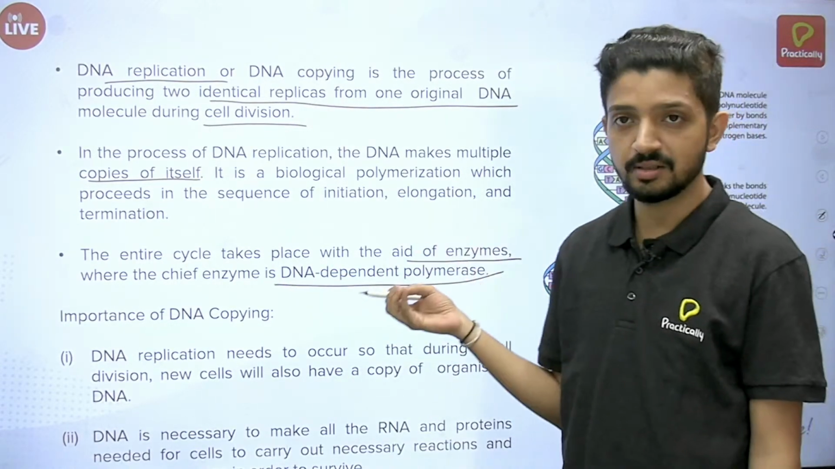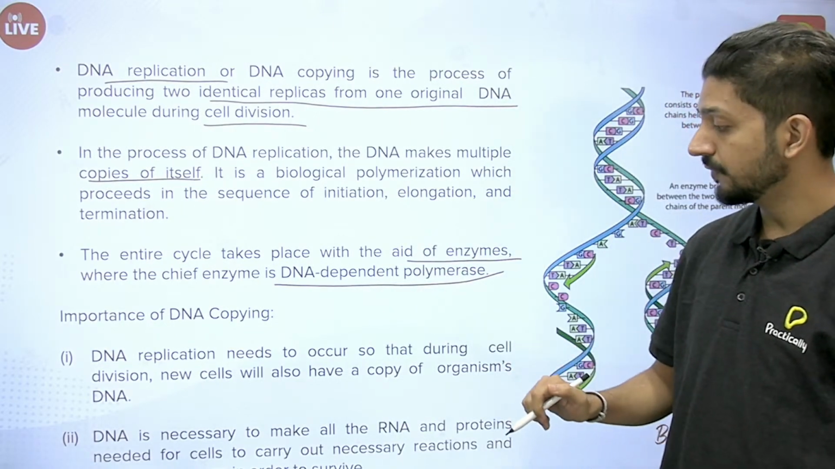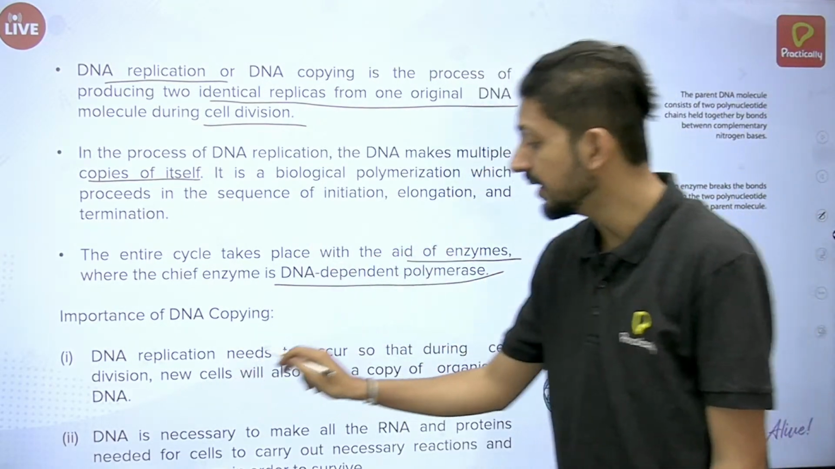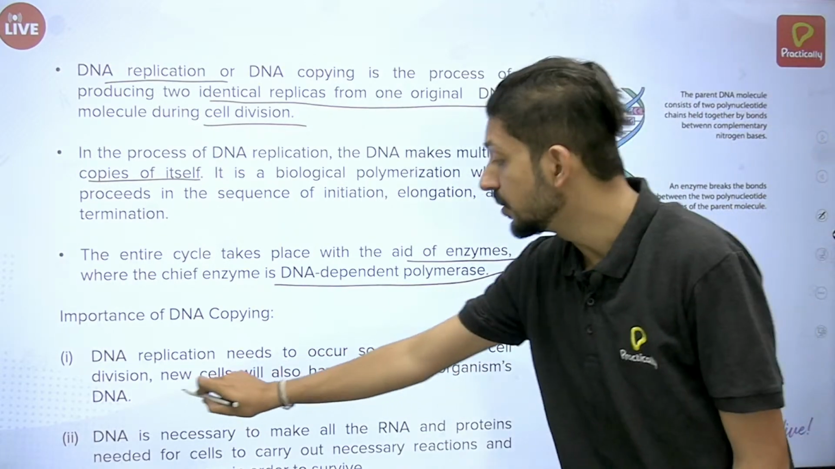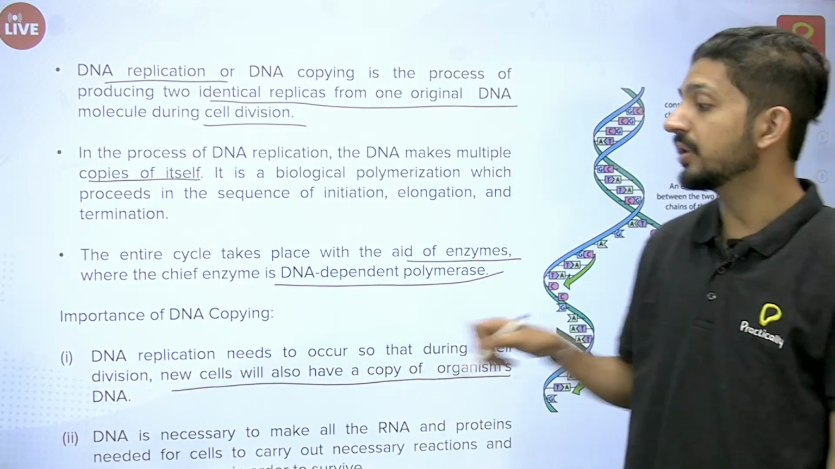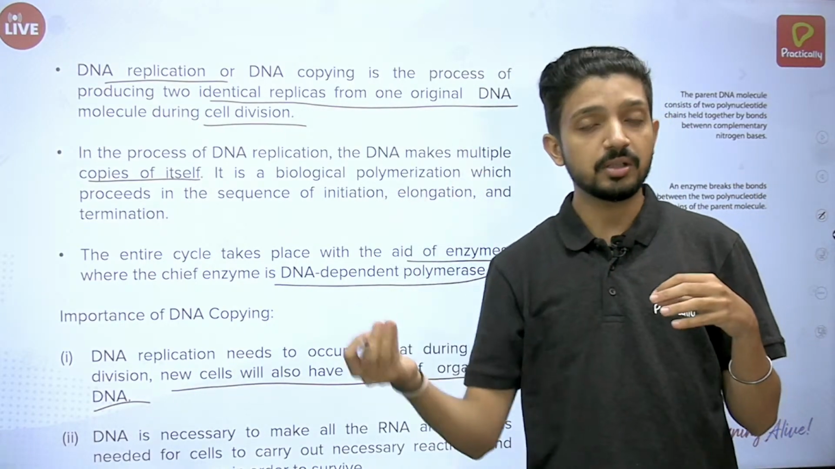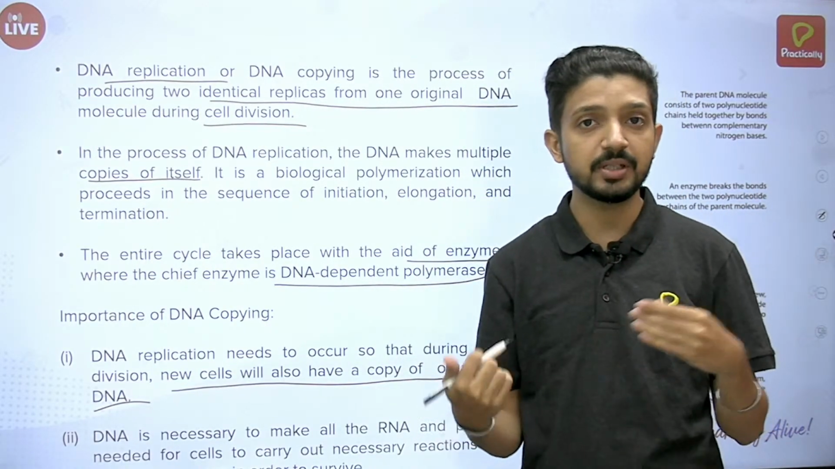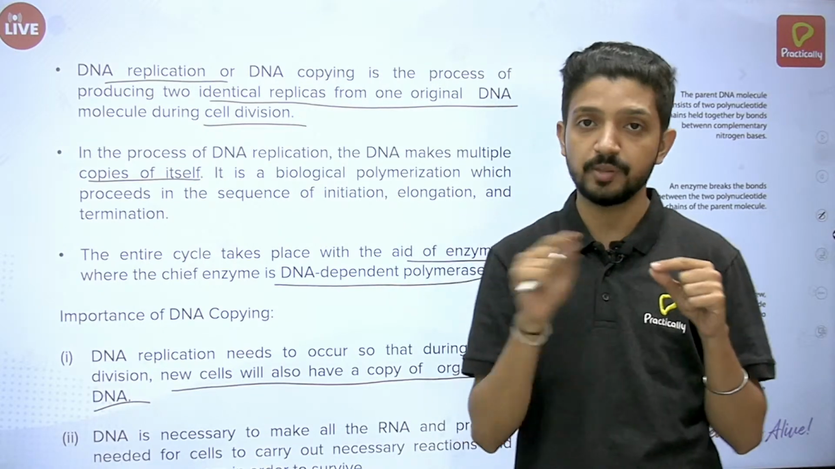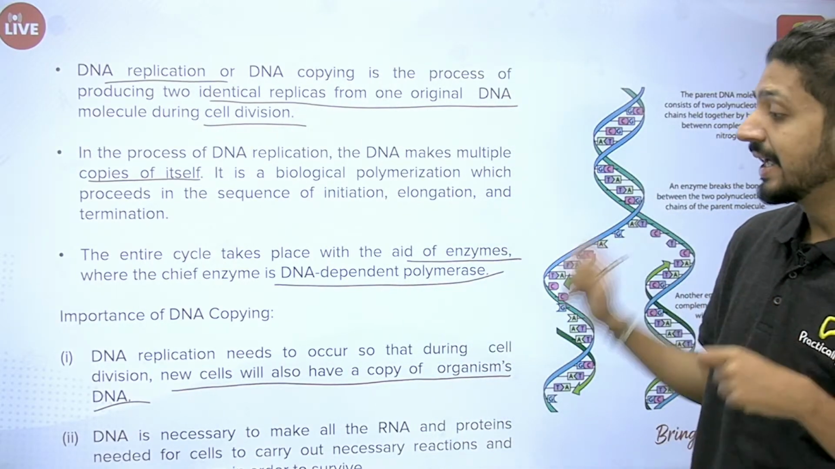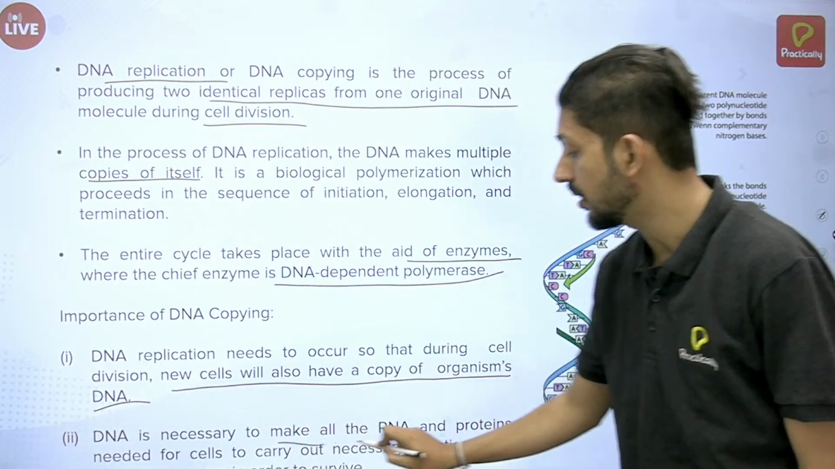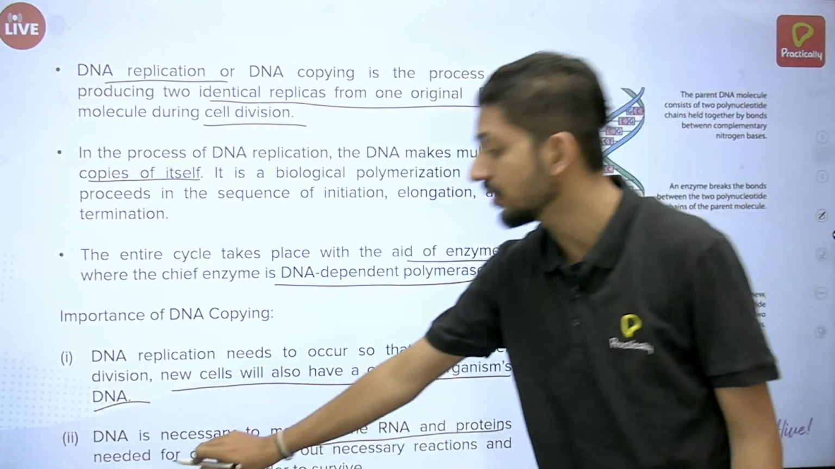This is extra information over here. What is the importance of it? Replication helps new cells also get the same copy of the organism's DNA, because when the cell divides, the daughter cell should also get the same genetic properties. That will only happen if the DNA gets copied properly. And DNA is necessary to make all the RNA and proteins needed for the cells.